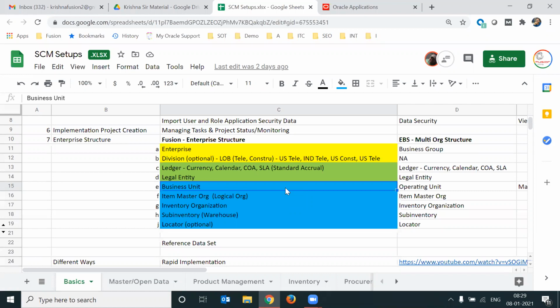Okay. So in a similar way, you can consider a branch as an inventory organization, and a business unit as a regional branch. Business unit as a regional branch. Okay, and from business to business, the terminology is different.